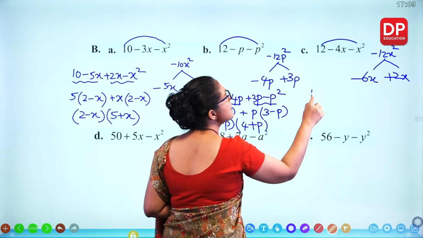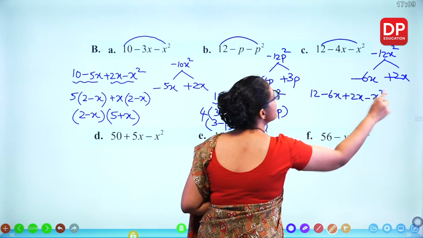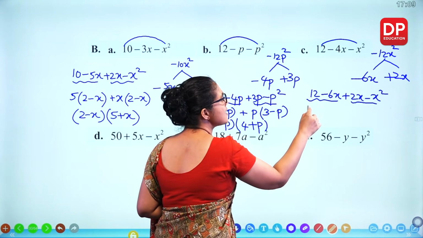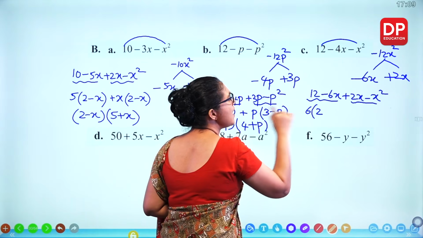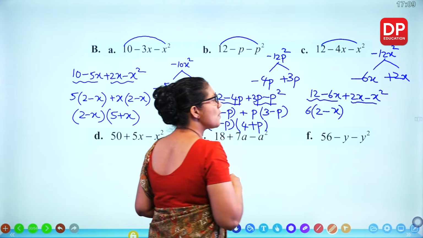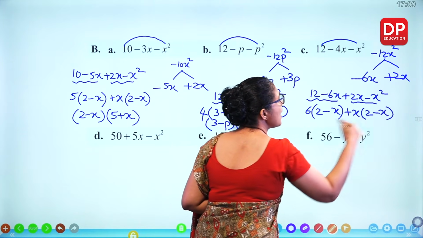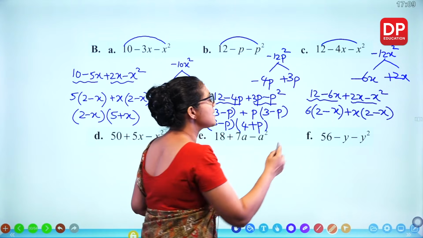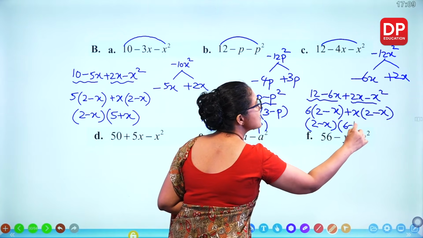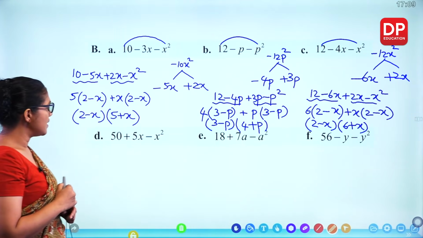So split the middle term into minus 6x and 2x and take two at a time and try to factorize. So here 6 is common, take it out. Remaining one is 2 minus x. What about this one? Plus x is common, take it out. You get 2 minus x. Again 2 minus x is common. Take it out and what's remaining? 6 plus x.